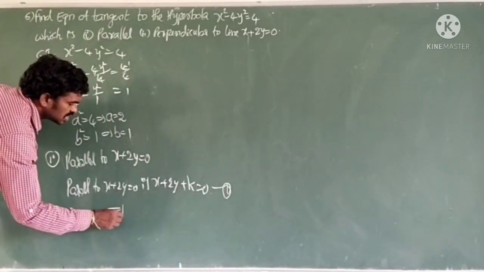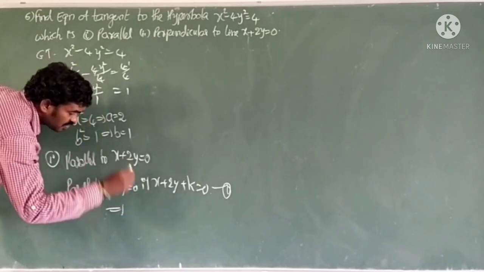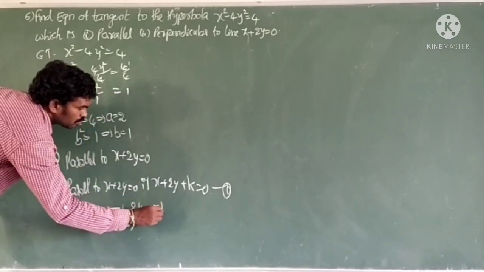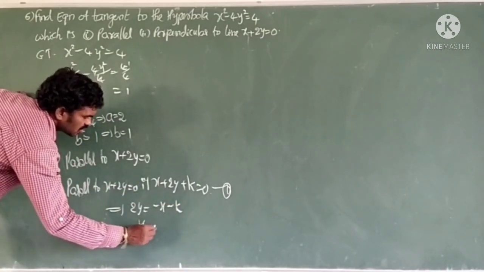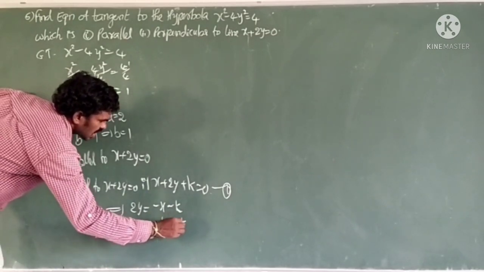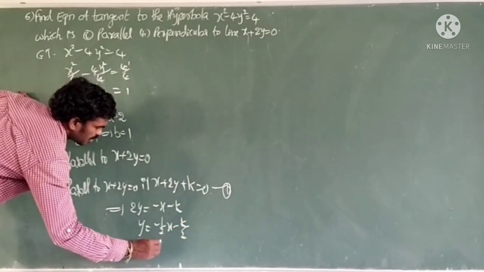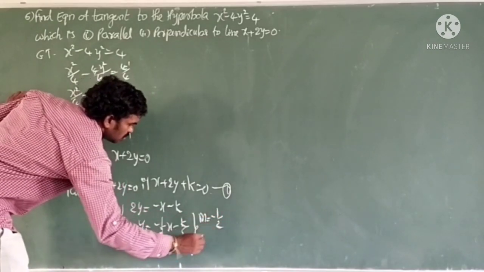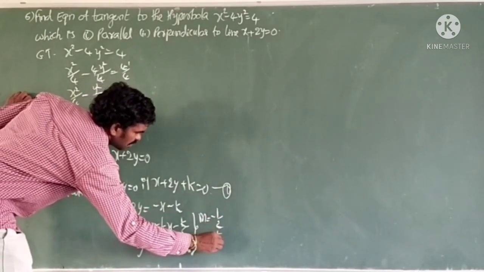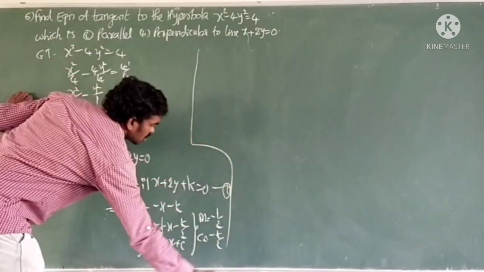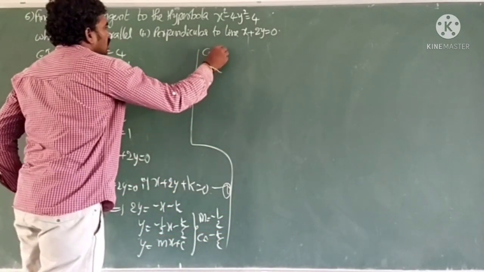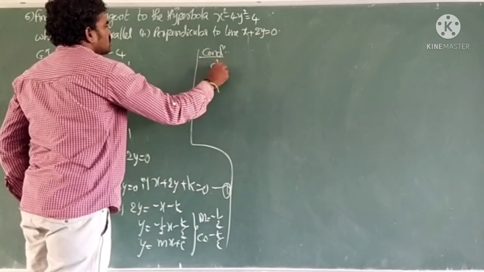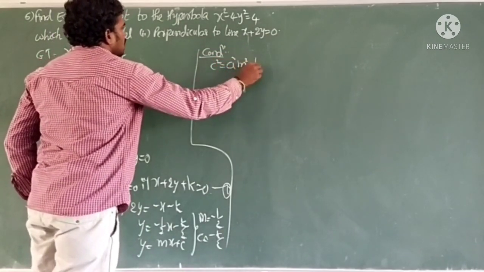Now this is transformed into slope-intercept form. Writing 2y equal to minus x minus k, then y equal to minus 1 by 2 x minus k by 2. Comparing with y equal to mx plus c, m will be minus 1 by 2, c is minus k by 2. So write the condition. What is the condition? Here c square equal to a square m square minus b square.